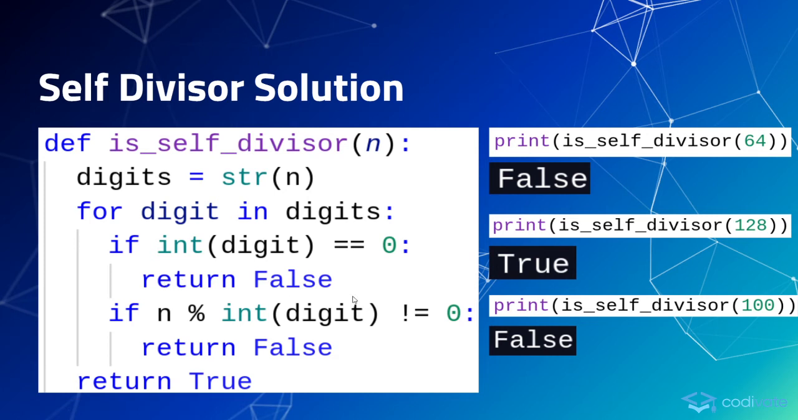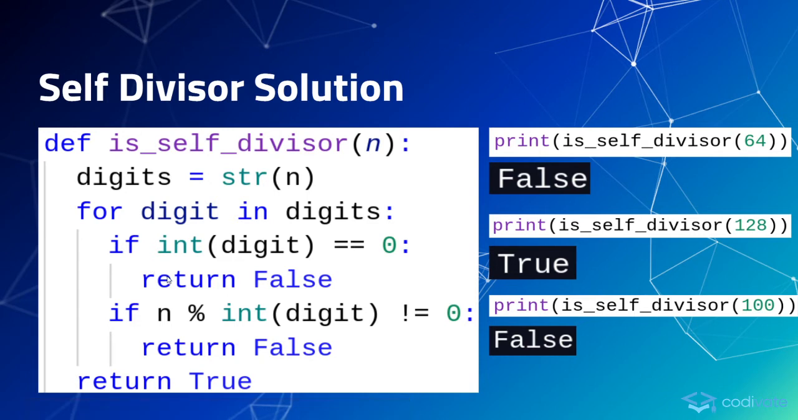Once again, always a good idea to test our code. We know that 64 is not a self-divisor since it's not divisible by 6. We know 128 is a self-divisor. That was our original example. We know 100 is not a self-divisor because it has these zeros in it.